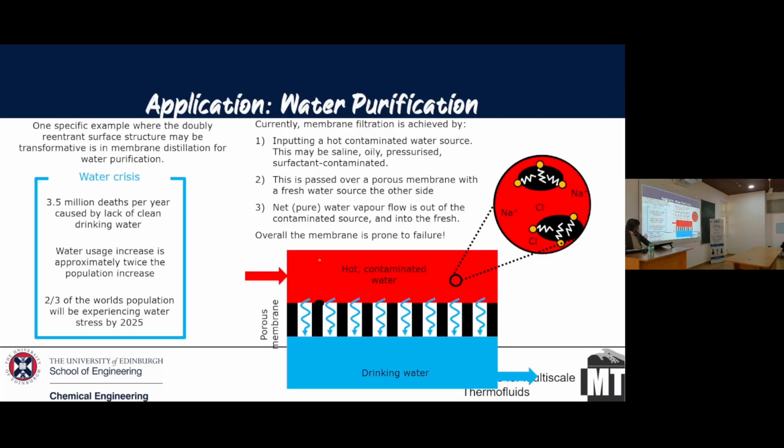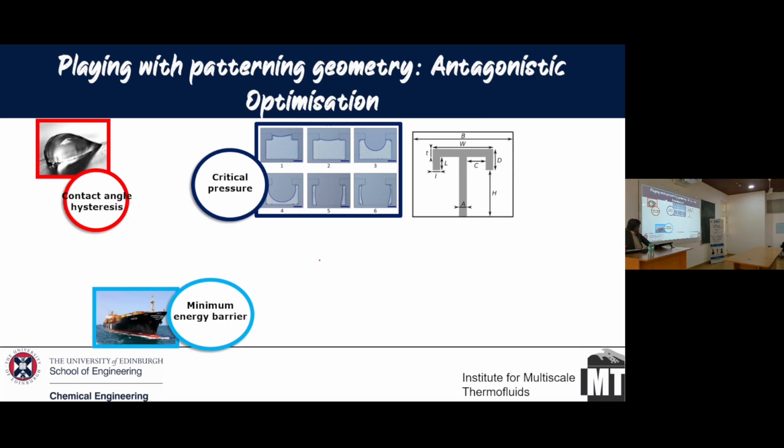Obviously, there are several applications. People have used it for water purification. People also have used these things and optimized these geometries for various substrates. But again, they actually use the failure parameters to have an antagonistic optimization, depending upon the application.